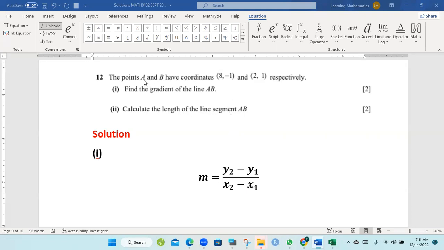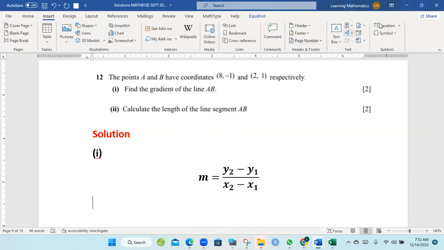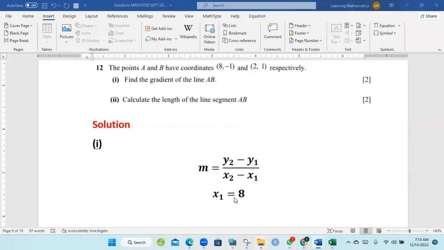So how can we do that? We can use point A as point 1 and point B as point 2. So x1 could be equal to 8. I repeat, x1, because A is point 1, so x1 is equal to 8. And if x1 is equal to 8, then y1 will be equal to -1. That will be point 1. Now we're moving on to point 2.